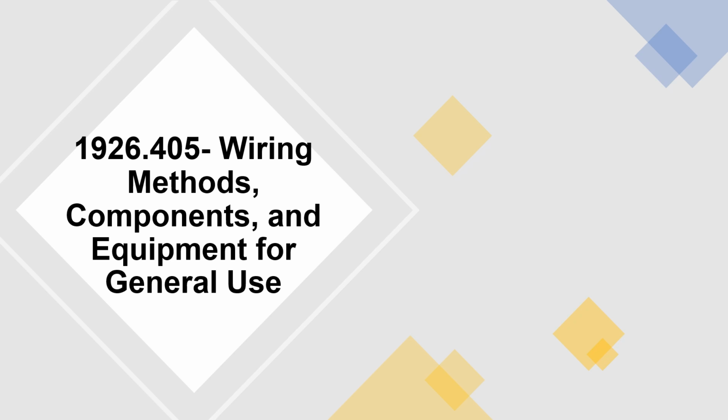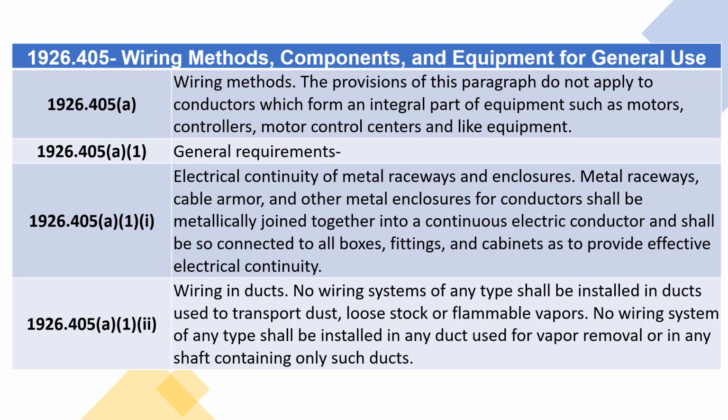1926.405 Wiring methods, components, and equipment for general use. 1926.405 A. Wiring methods. The provisions of this paragraph do not apply to conductors which form an integral part of equipment such as motors, controllers, motor control centers, and like equipment. 1926.405 A.1. General requirements.